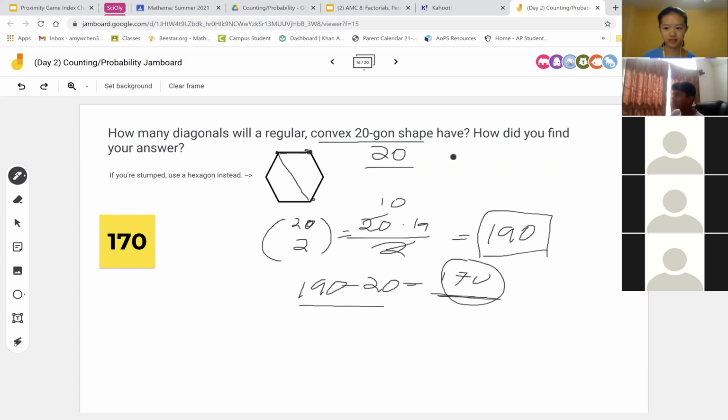I'm going to make you guys do this with the hexagon. Same hexagon, do the exact same problem that I just did. How many diagonals can you fit into a hexagon? This will prove your understanding. Why is it 9? I'll explain why it's 9. 6 choose 2, because we can choose any two vertices, we get 15. 15 minus 6, because there are 6 sides, we get 9.